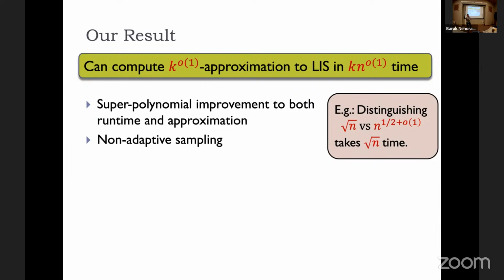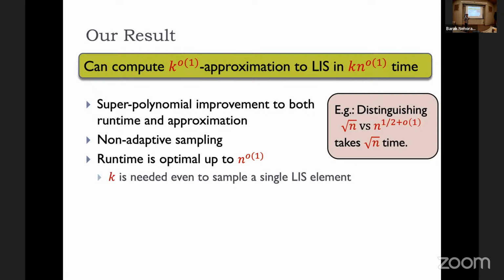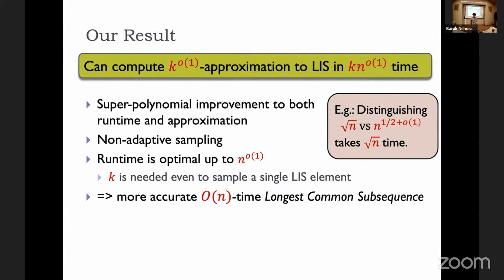It samples the sequence to give this length of LIS. It's non-adaptive sampling. It just issues basically a list of positions to sample. It samples them, and that's it. It doesn't access the sequence after that anymore. The runtime again is optimal because runtime is needed even to sample and hit a single element from the LIS.